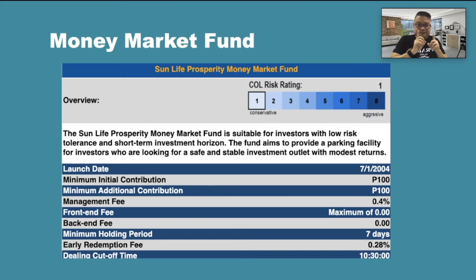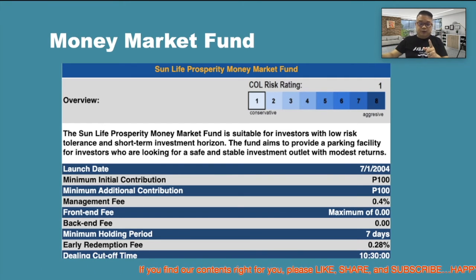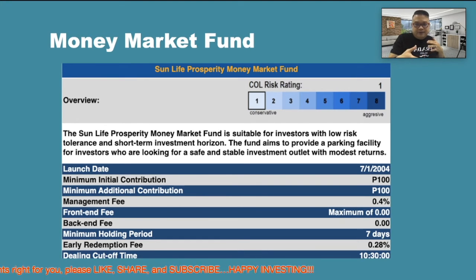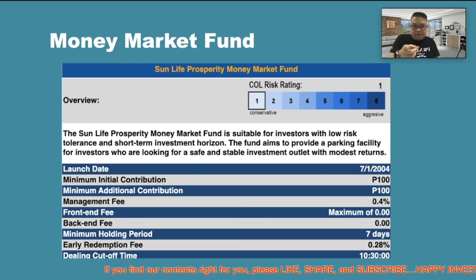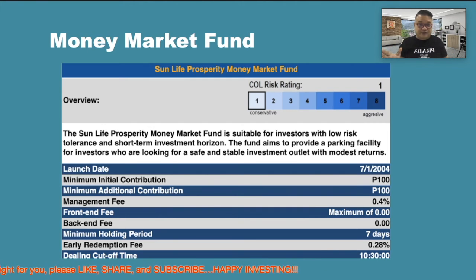Just a form of disclaimer, I'm not recommending Sun Life, or any other mutual fund for that matter. I'm just using this for the sake of illustration. It's up to you to decide on what asset class and what mutual fund you will acquire. For the sake of illustration lang, I'm using Sun Life Prosperity Money Market Fund. In this illustration, I'm also using COL Financial as my stock brokerage platform. Kasi yung sa COL, bukod sa you can do direct investing, you can also invest in mutual funds through that platform.